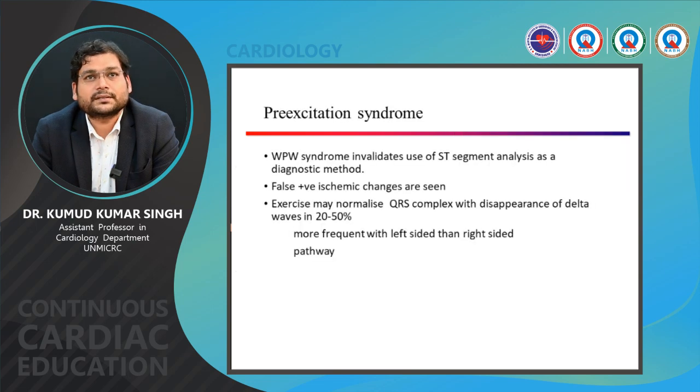In the pre-excitation syndrome, WPW syndrome invalidates the use of ST segment analysis as a diagnostic method. There are false positive ischemic changes that are seen. Exercise may normalize the QRS complex with disappearance of delta waves in 20 to 50%, more frequent with the left-sided than right-sided pathway.